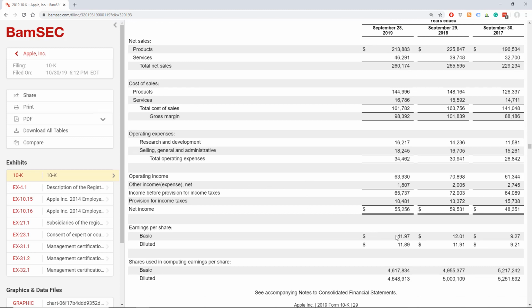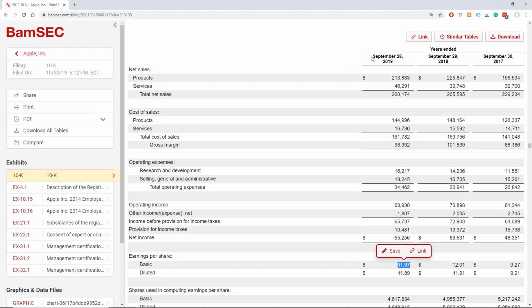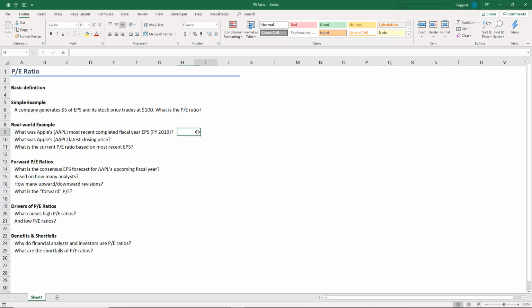And in the income statement, I see that in the 12 months ended September 28th, 2019, the company generated $11.97 in earnings. We're not going to discuss the difference between basic and diluted earnings now. We're just going to use the basic earnings per share. The company generated $11.97 of earnings in the fiscal year ended September 28, 2019. So I'll put that here into Excel, $11.97.